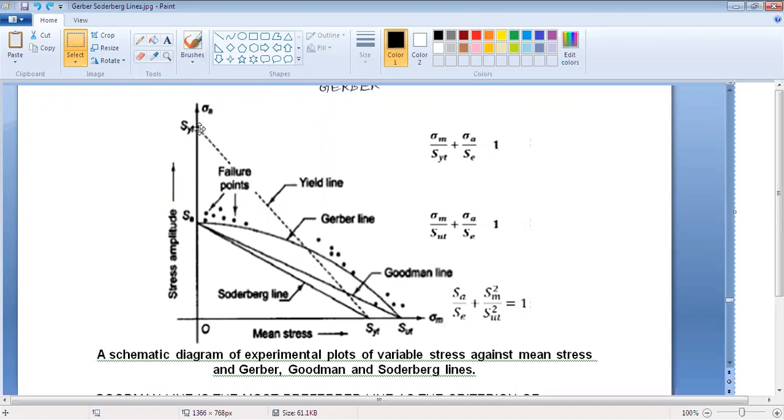On the y-axis also we plot SYT. Take a point SYT and join these lines, the dotted line. Now any point below this line is safe from the static load point of view, mechanical failure. It is not safe from the fluctuation point of view. Are you getting my point?